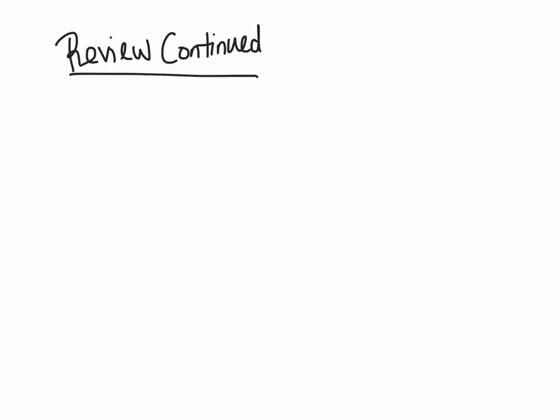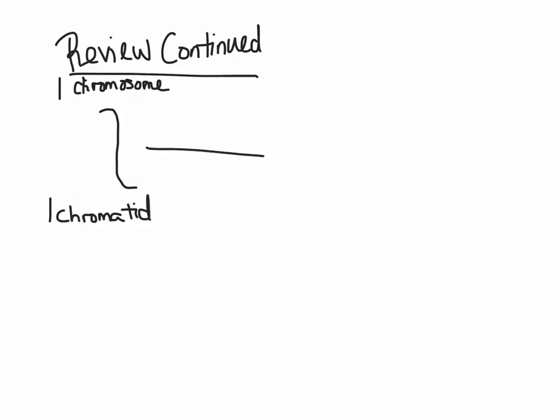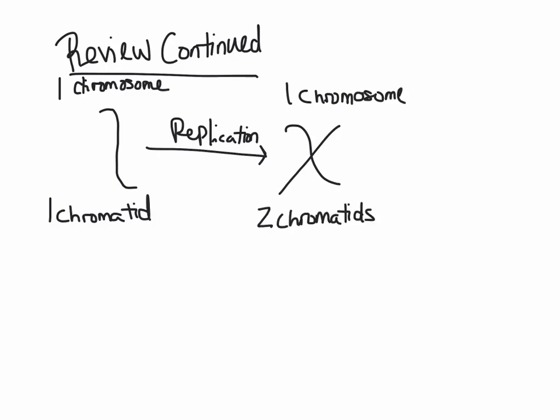We know that chromosomes come in many shapes and sizes. For example, a single chromosome can be made of one chromatid. During replication, that chromatid will be copied. This will give us one chromosome made of two chromatids. These chromatids are held together by a structure in the middle called the centromere. As long as these two chromatids are held together as one structure, they are a single chromosome.